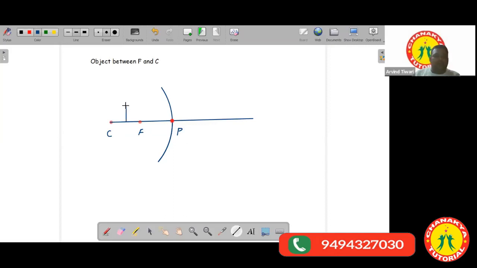Your object should be perpendicular. All the objects should be perpendicular to the principal axis. So take the light ray parallel to the principal axis. After reflection, it will pass through focus. Take the second light ray passing through focus, and after reflection, the ray of light becomes parallel. So you observe the two light rays meeting each other.